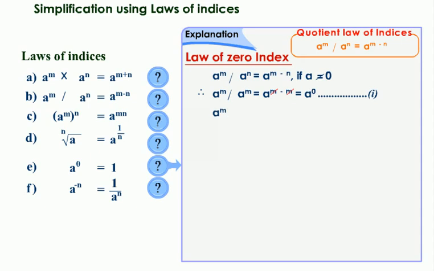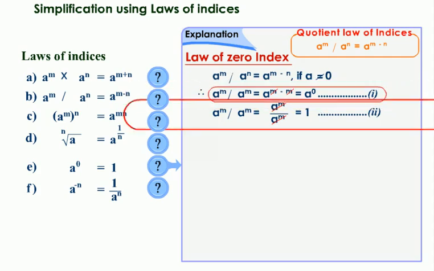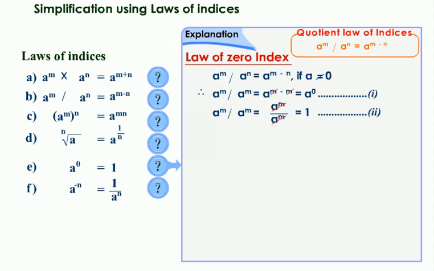But a^m divided by a^m equals 1. Let this be equation 2. Thus, from equations 1 and 2, applying axioms of equality, we have a^0 equals 1.